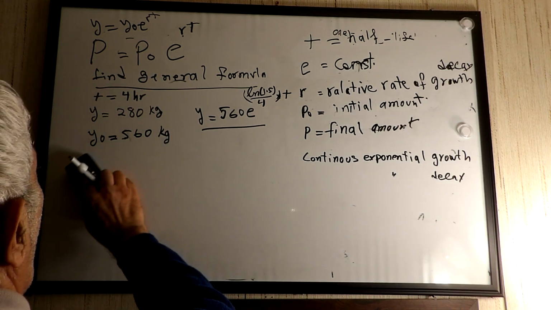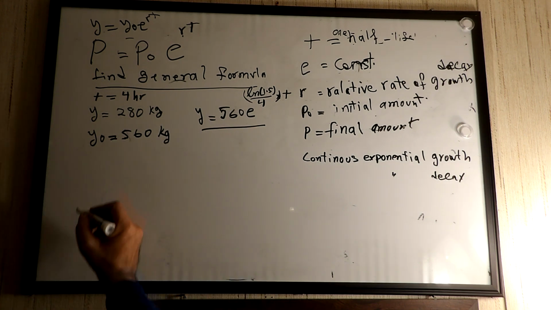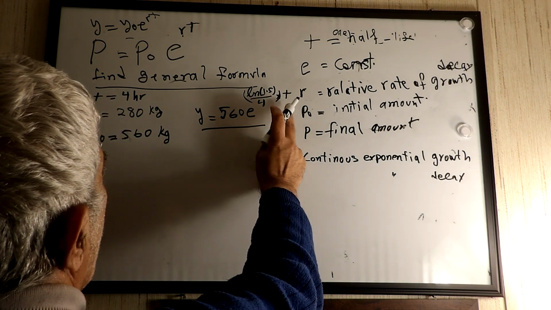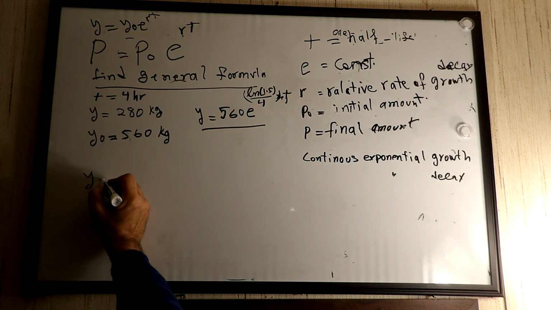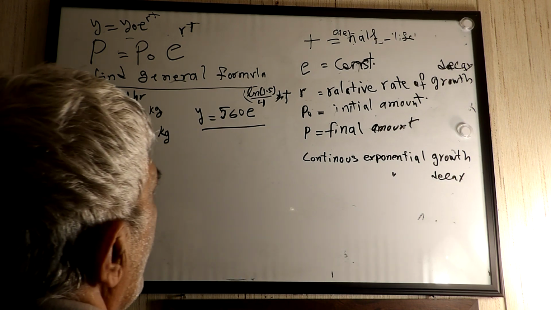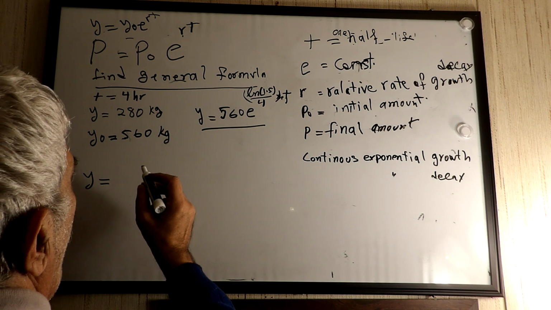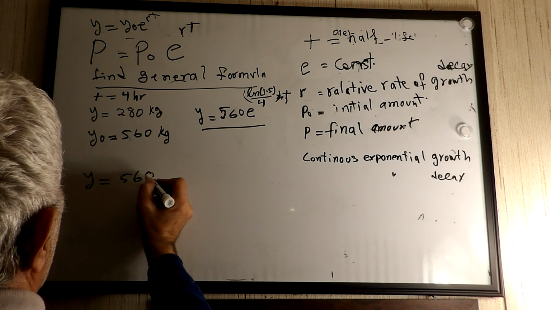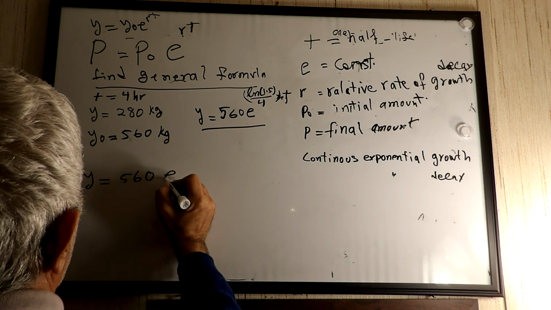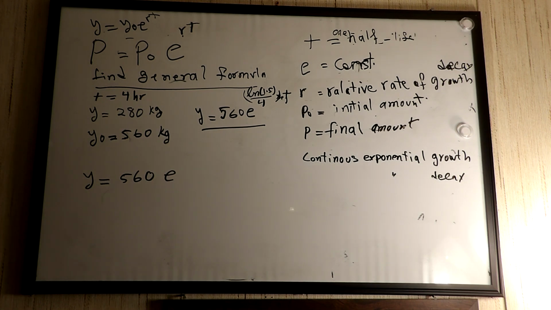This is the general formula. So we find r. Now it's easy. This is times t. Now we say y is equal to y, the final amount. So y is going to be 560 times e. You can find this one, but usually you have decimals there.